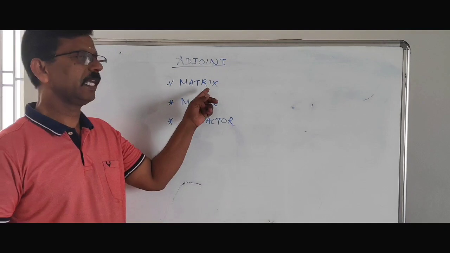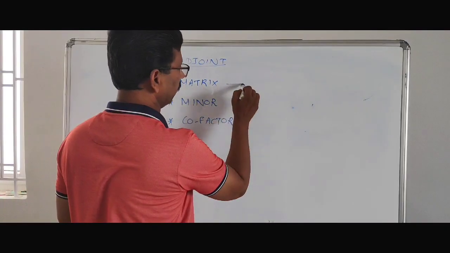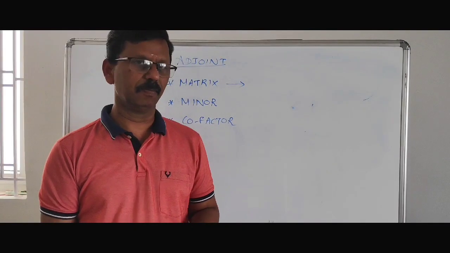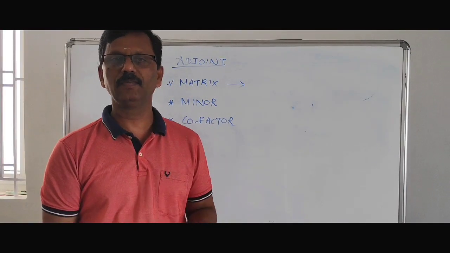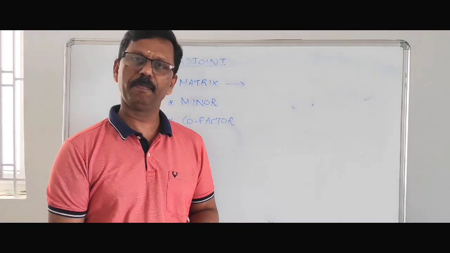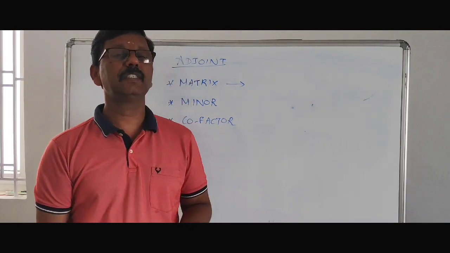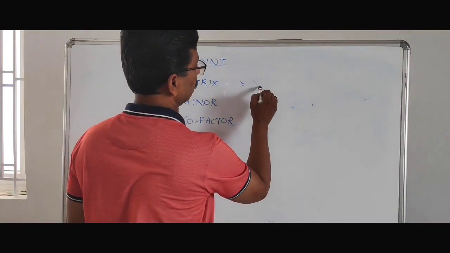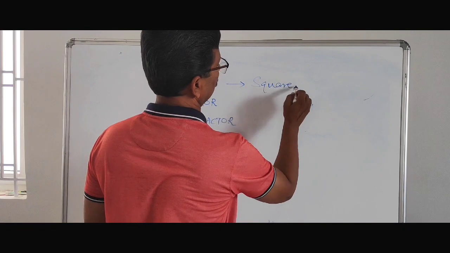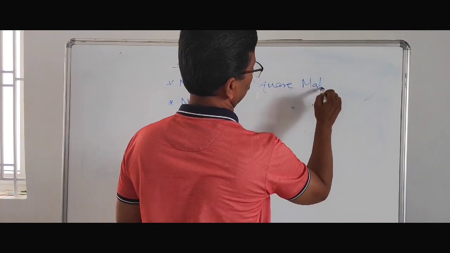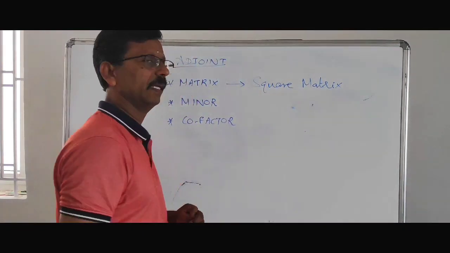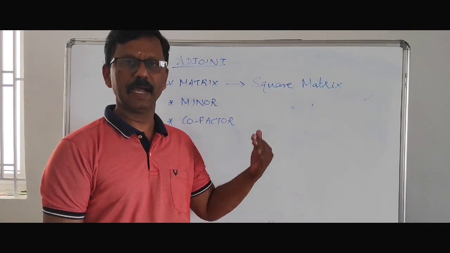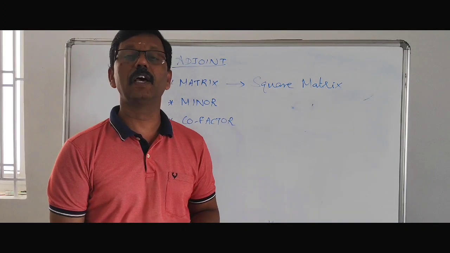Now first let us see what is a matrix. Matrix already we have learnt in 11th standard. That is nothing but a rectangular arrangement of numbers in rows and columns which are enclosed by a pair of brackets. Now under this matrix we have seen many types. One of the types is a square matrix. Now let us see what is a square matrix. A square matrix is a matrix whose number of rows and number of columns are equal.